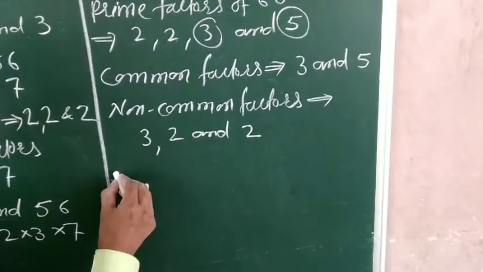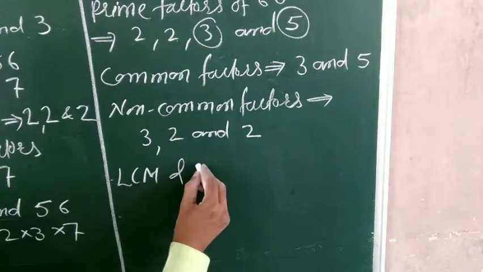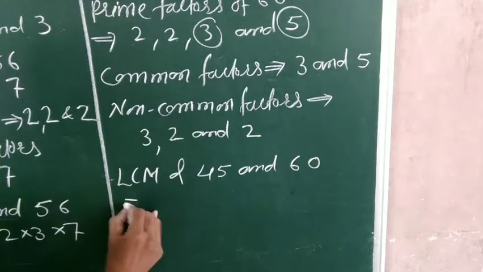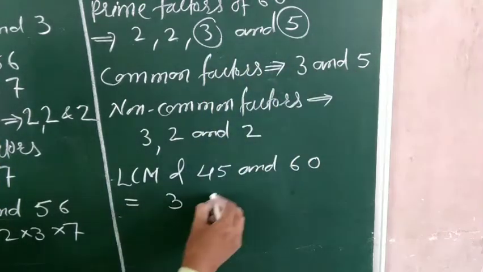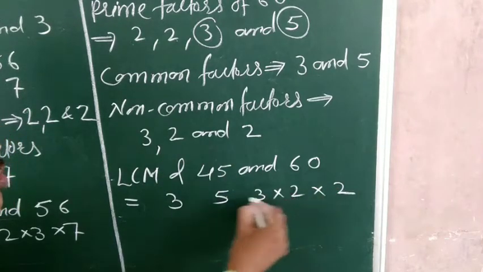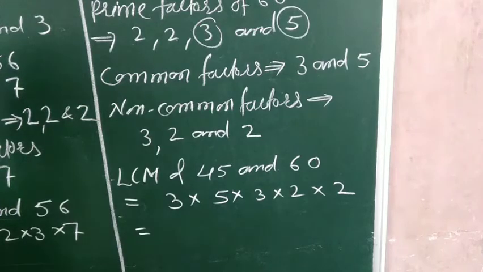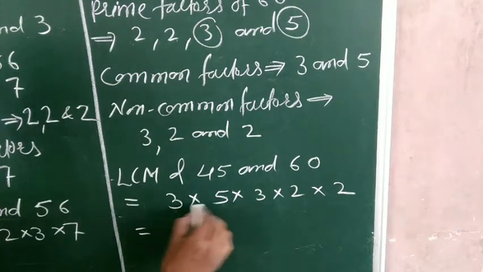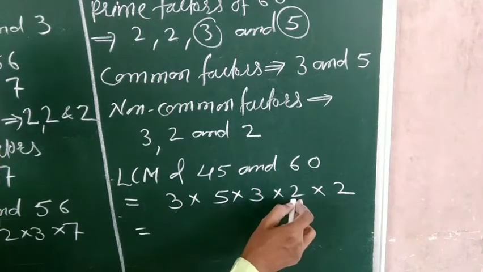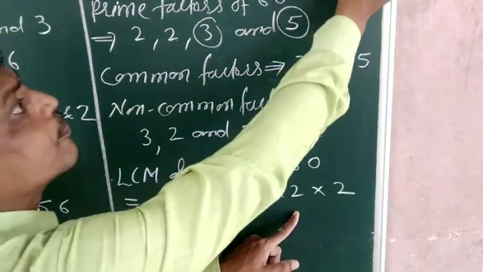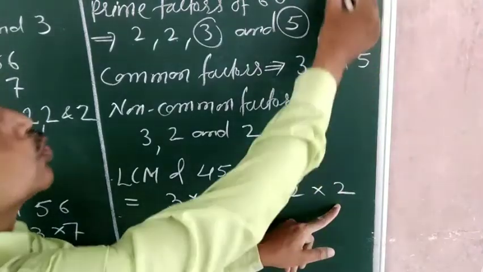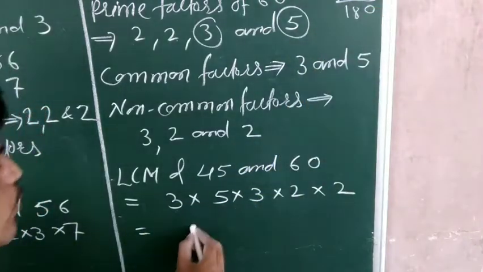Now next, the LCM of 45 and 60 equals: the common ones are 3 and 5, then the non-common are 3, 2, 2. Let's multiply all of these. 3 5s are 15, 15 into 3 is 45, 45 into 2: 5 2s are 10, carry 1, 4 2s are 8 plus 1 is 9, it is 90, into 2 it is 180.